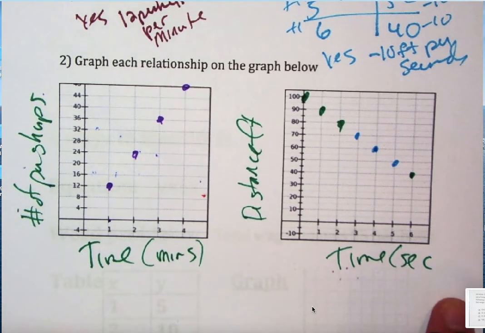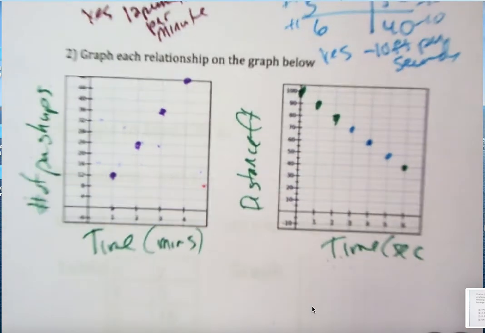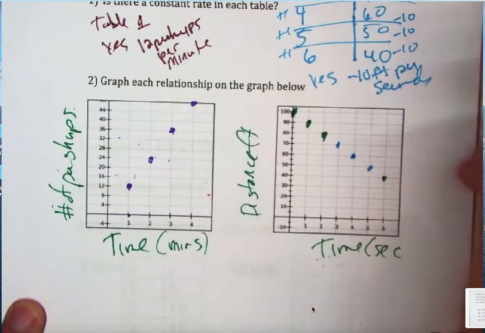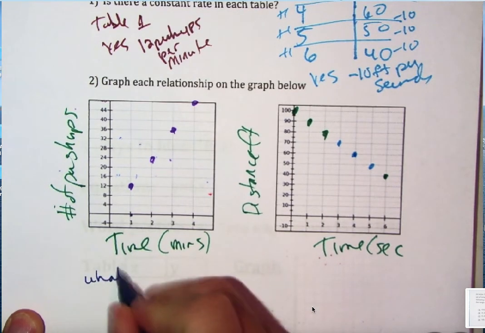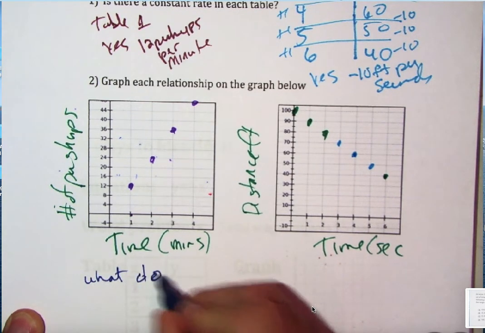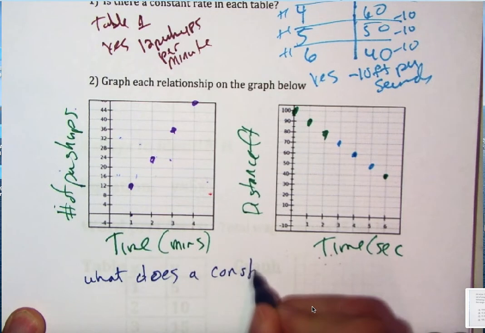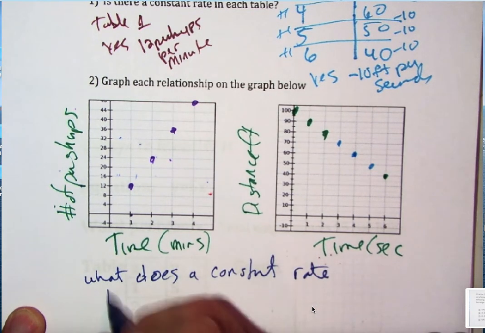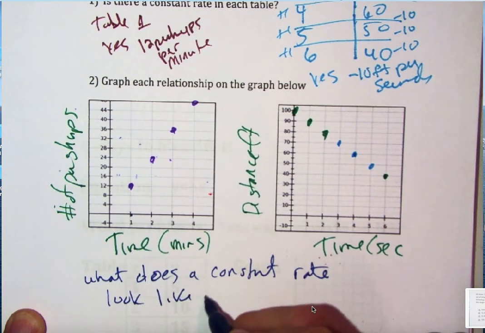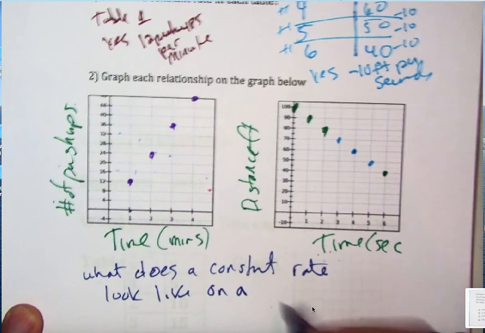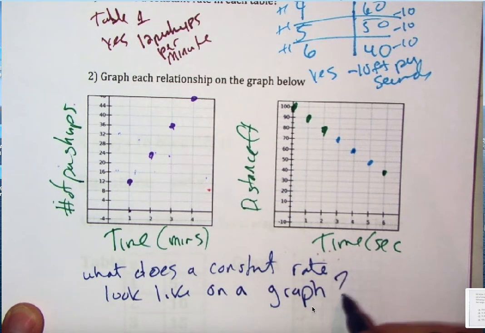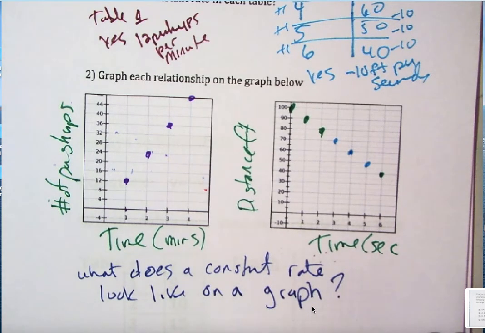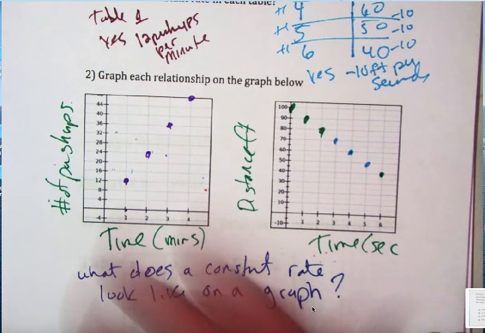All right. So I have one follow-up question. We decided that the tables are a constant rate. So what does a constant rate look like on a graph? And I would ask you to pause and think about that. So we graph two constant rates, and what does it appear to be happening? What does a constant rate look like in a graph? What shapes do we make?